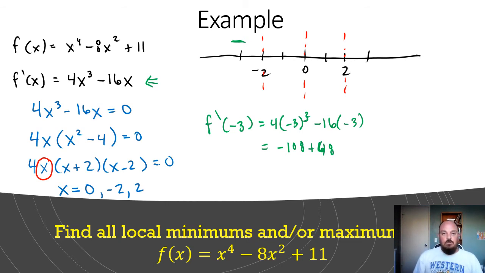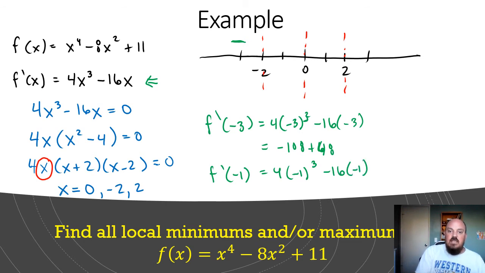Okay, for the next interval over, I would definitely choose negative 1. That's really the only whole number in there. So let's do f prime of negative 1. That would be 4 times negative 1 cubed minus 16 times negative 1. That would be negative 4 plus 16. That one's going to be positive for sure. It ends up being positive 12, but I don't even care about the 12. Once I realize it's a positive number, that's all I'm looking for.